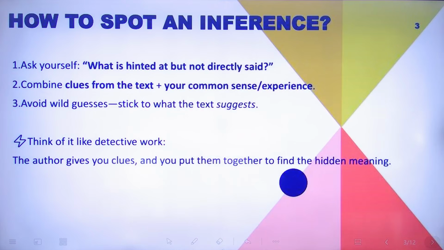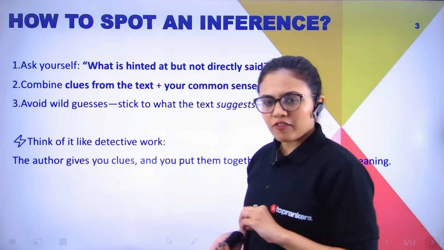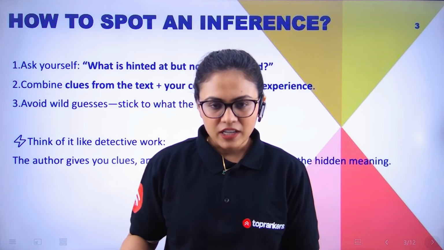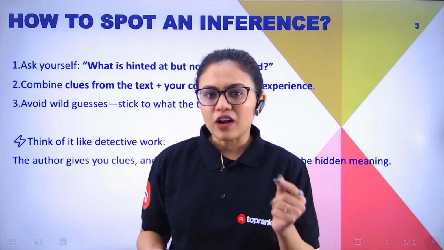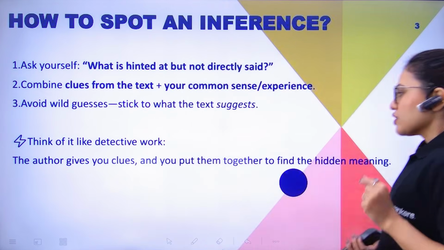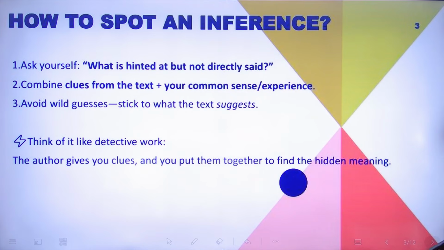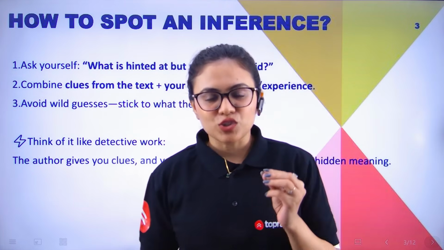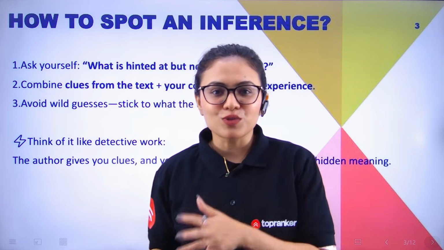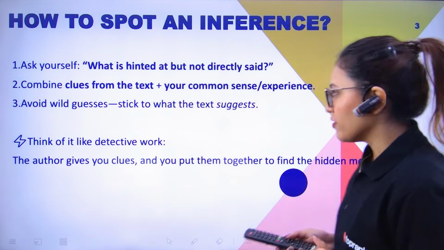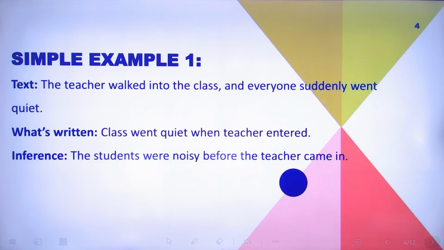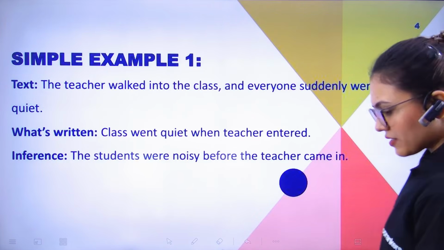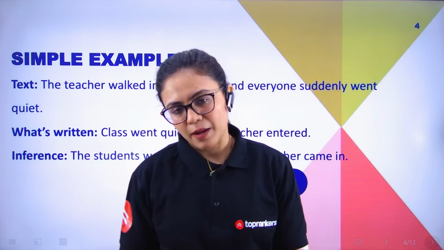Then, as I've already said, think of it like detective work. A detective is not given everything on a platter, right? He basically has to pick on the clues and the cues. So the author gives you clues and you put them together to find the hidden meaning, basically making a wise choice by putting 2 plus 2 together, right? That is your inference.